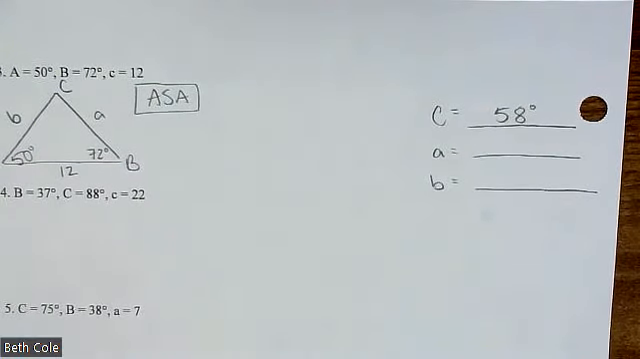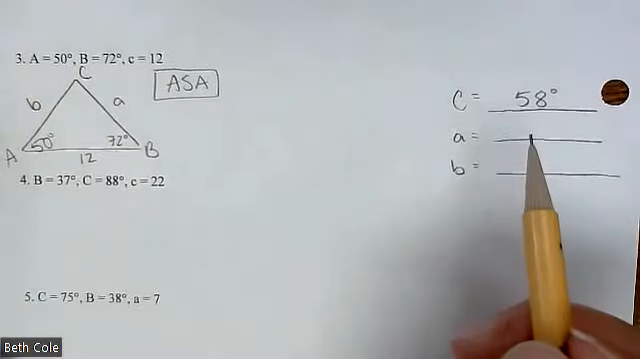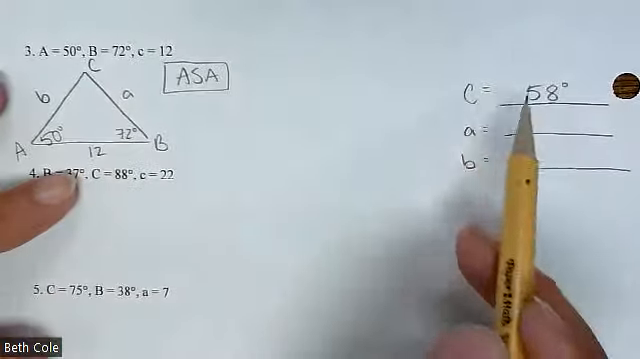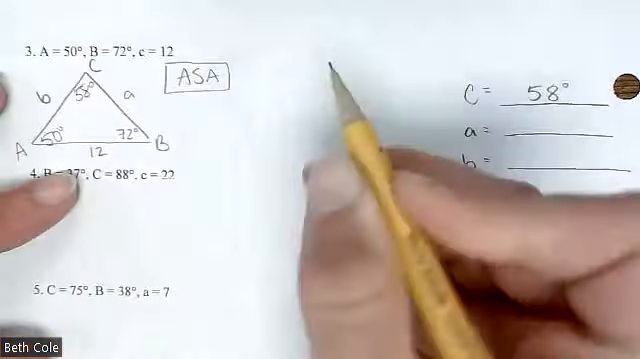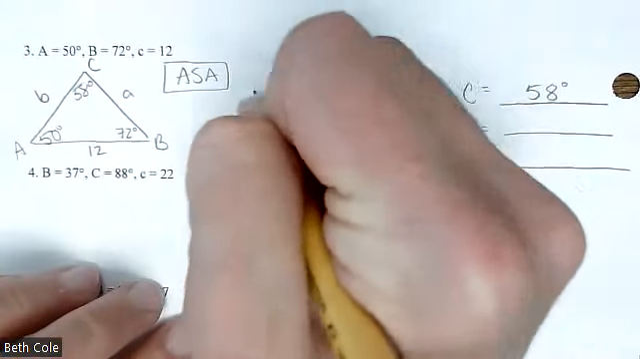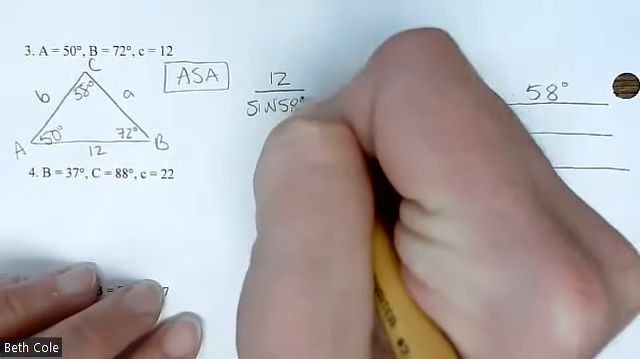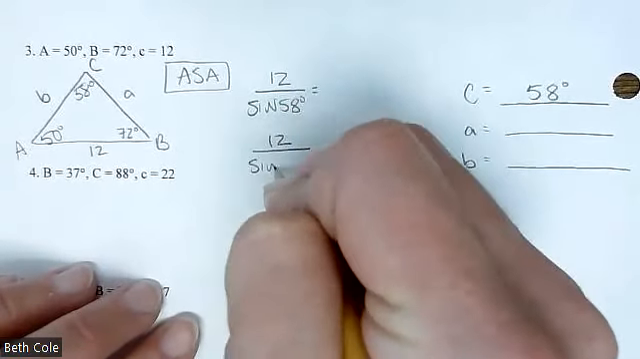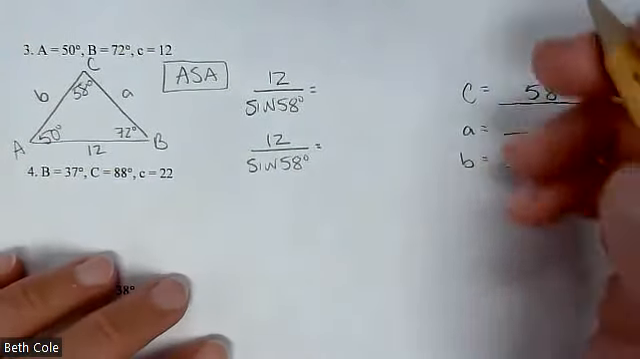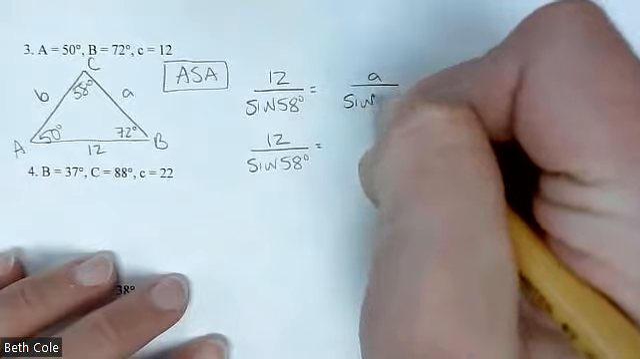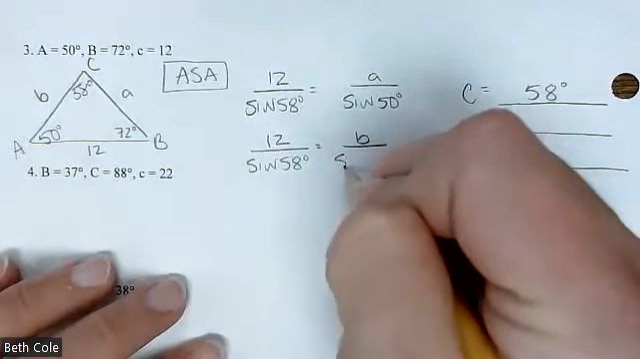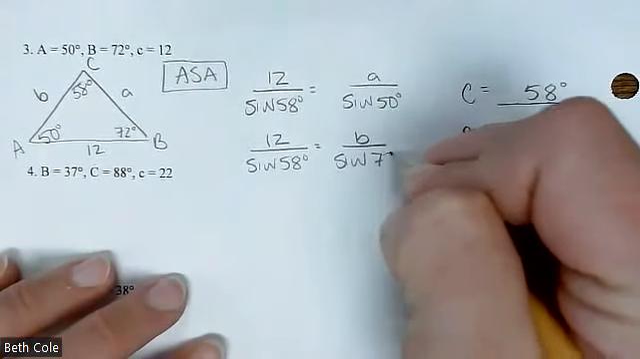Go over, you guys can tell me how this went. All right, so you need a side across from an angle. When you look in here, it looks like we don't have one, but we just found C is 58. So how will you set up your proportion, the first side of it? Yep, good. 12 over sine of 58. And if you want to even just go ahead and write that twice, because you need it for A and you need it for B. So it will be A over sine of 50, and then B over sine of 72.